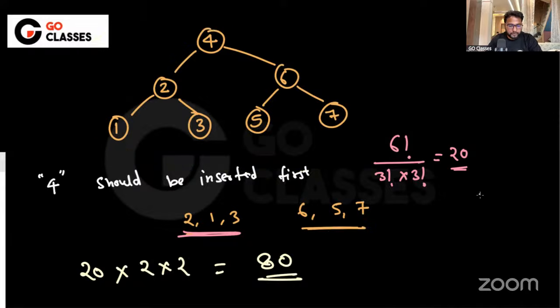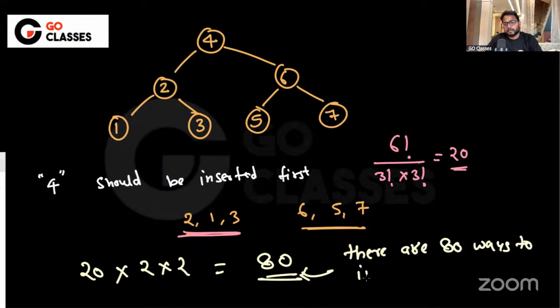Okay, is this fine to everyone? In 80 ways you can insert. There are 80 ways to insert 1, 2 till 7 such that we get a balanced binary search tree.